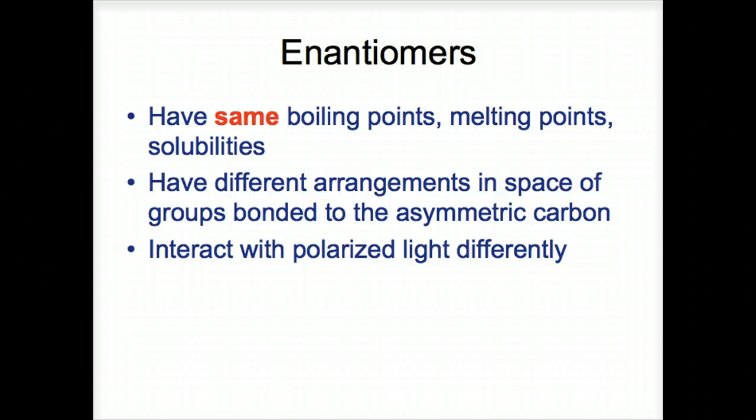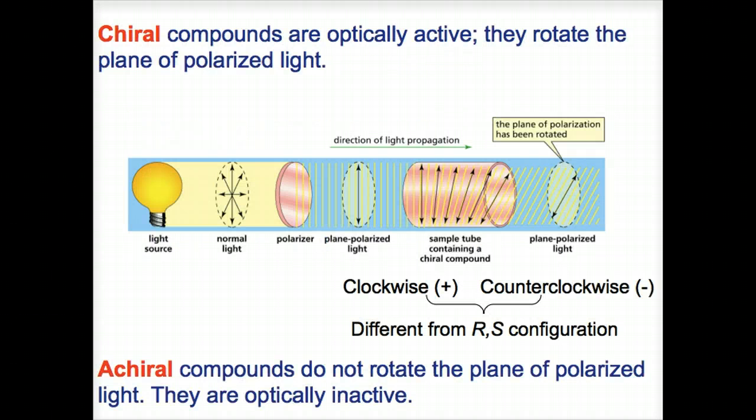Again, as you can see in the slide, we need to keep in mind that enantiomers have the same boiling points, melting points, and solubilities. They have different arrangements in space of groups bonded to the asymmetric carbon, and that's why we have R and S configurations. Enantiomers also interact with polarized light differently. We're going to see that on the next slide, and that is one way of distinguishing enantiomers. So let's take a look at that.